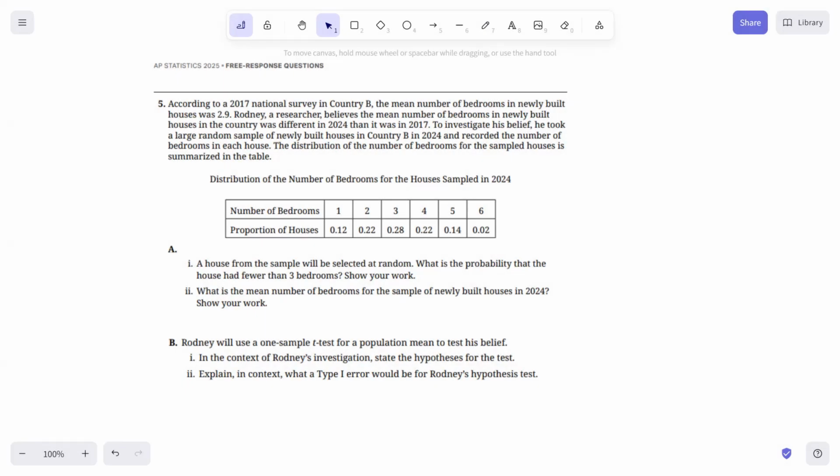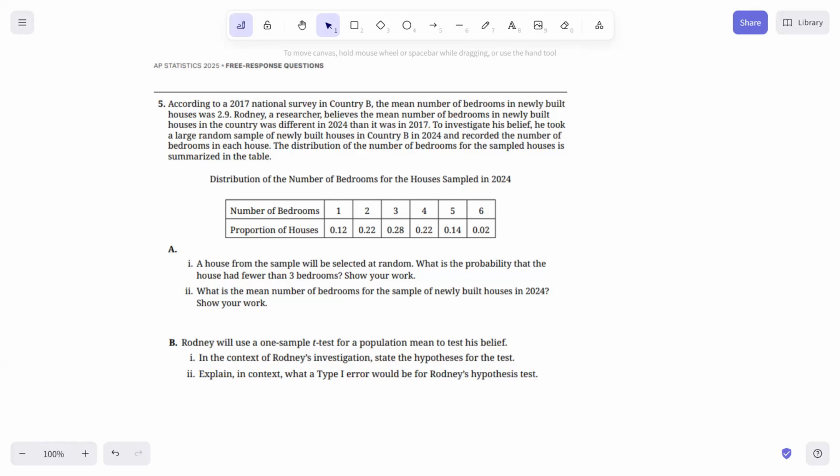Jumping into question number 5, this was all about means and distributions of a discrete variable, number of bedrooms. Part A had basic probability and expected value calculations, while Part B moved to a one sample t-test, and Part C included a confidence interval interpretation. So this one tested both your ability to compute and to communicate clearly about inference. So let's jump into Part A here.